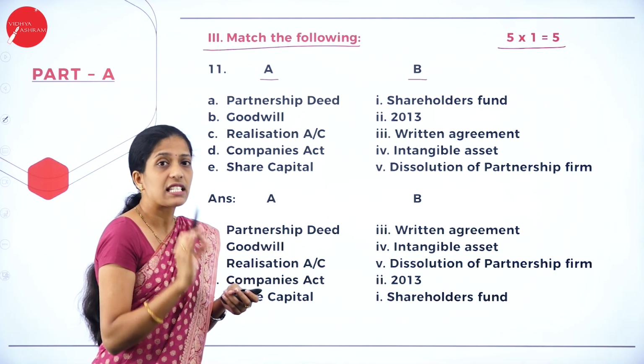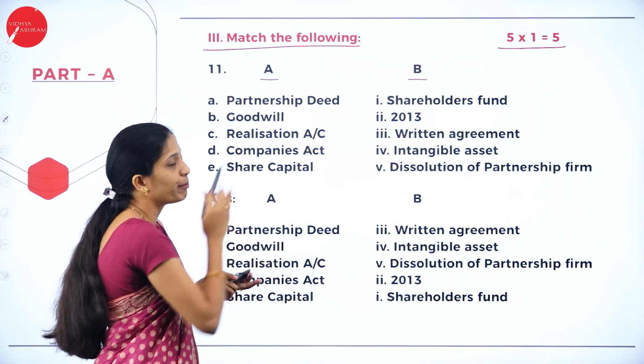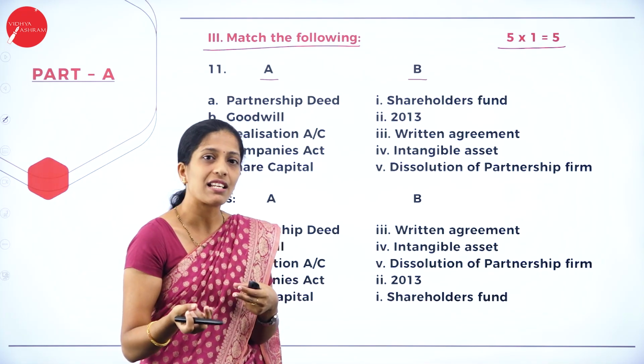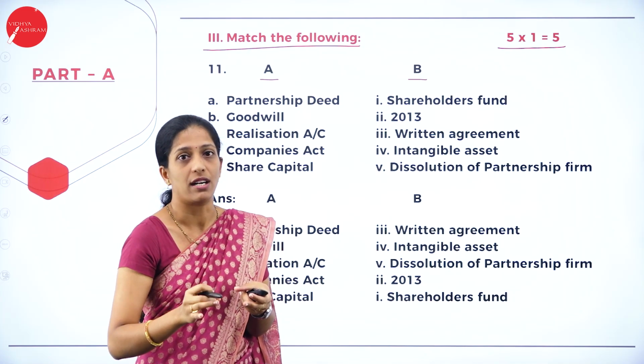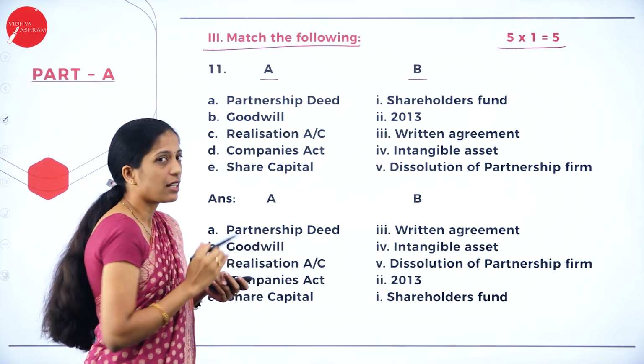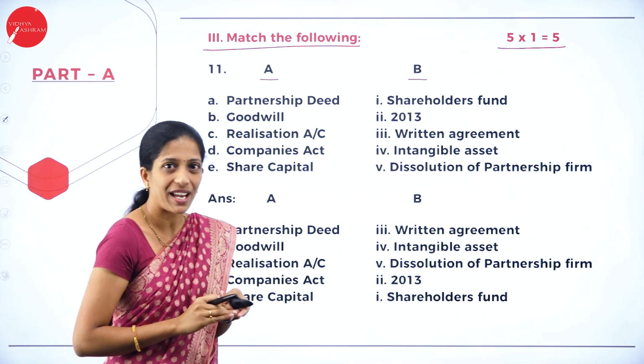Now these are the easy concepts. By seeing part A itself you can match there, because as per the chapter they have given. Many a times you have come across these words, so it is very easy to match here. Okay, partnership deed. We'll come across it in the second chapter, that is accounting for partnership basic concept.